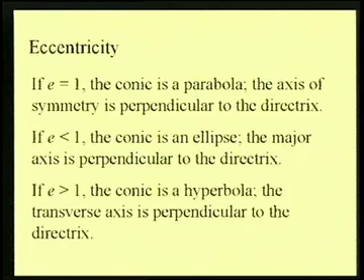Finally, let's talk about the eccentricity. If e equals 1, the conic is a parabola. The axis of symmetry is perpendicular to the directrix. If e is less than 1, the conic is an ellipse. The major axis is perpendicular to the directrix. Finally, if e is greater than 1, the conic is a hyperbola. The transverse axis is perpendicular to the directrix.